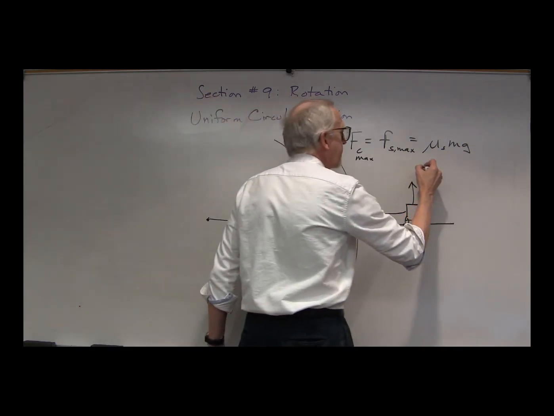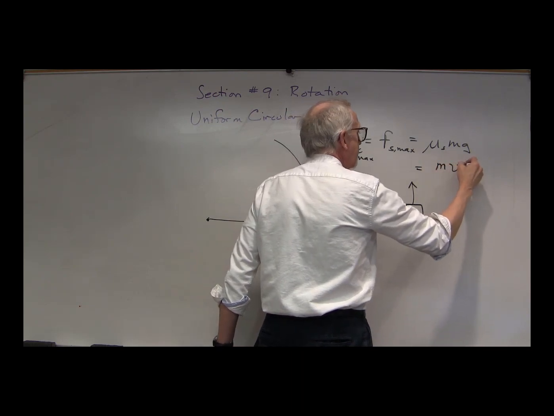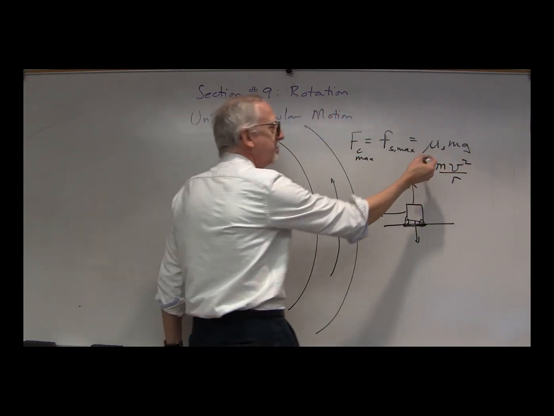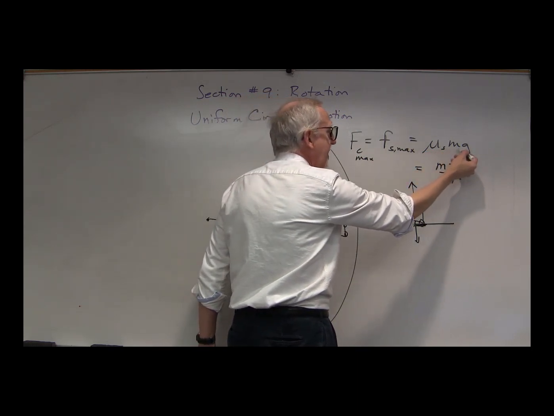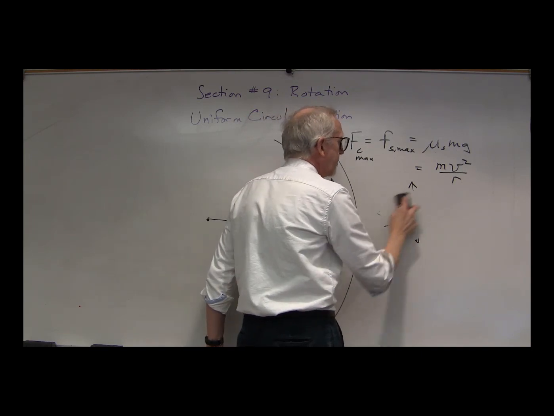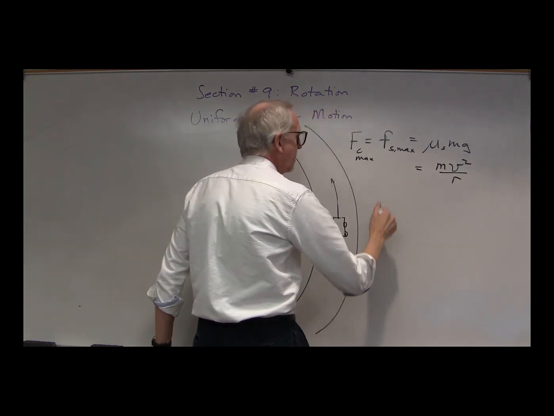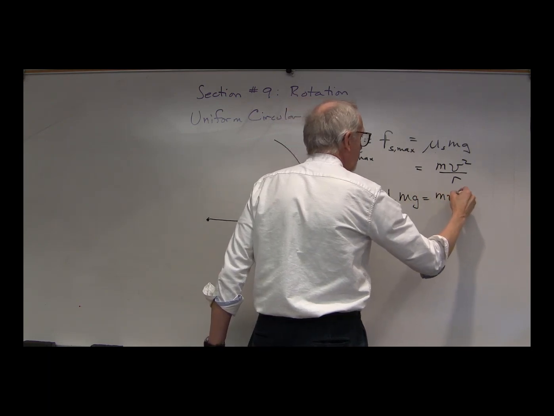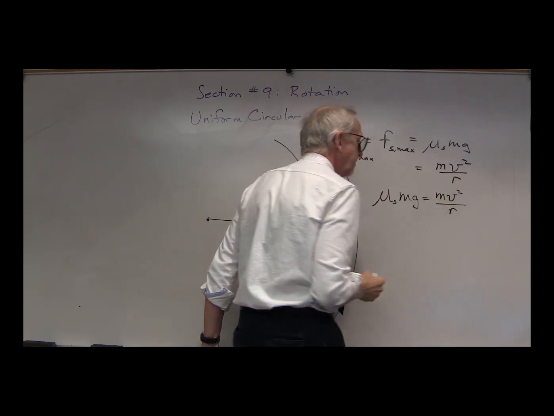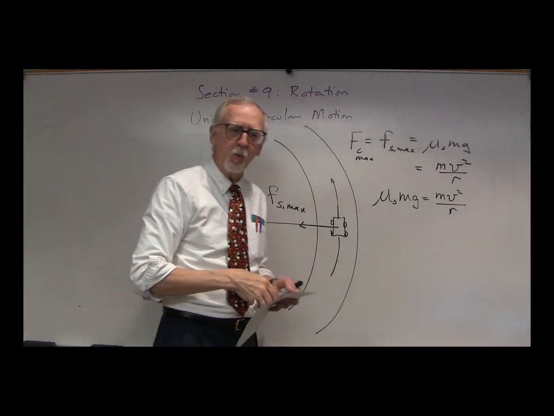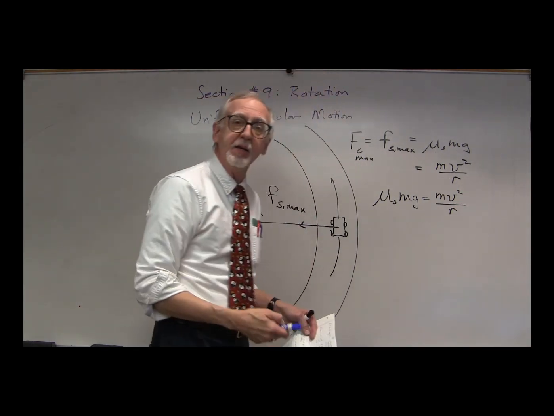Then what is the centripetal force equal to? Remember, it's mv squared over r. So if we equate mu_s mg with mv squared over r, let me just remove this for the moment. Mu_s mg equals mv squared over r. Let's see if we can figure out how fast this car can go. What's the maximum speed it can go?